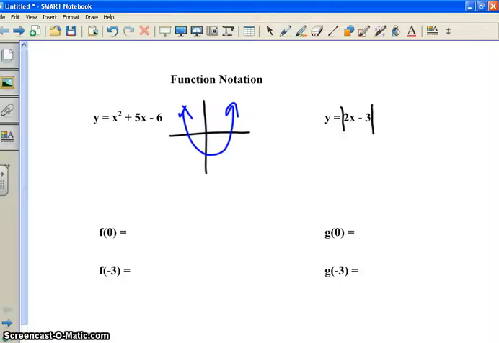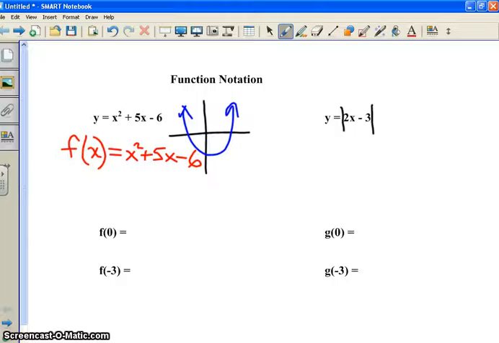When we know for sure that an equation is indeed a function, we have a special notation that will show everyone, hey, this is a function. And that notation looks like this. I'm going to name this function f of x. So I'm going to replace the y value, the output, with the notation f of x equals x squared plus 5x minus 6. That's the notation to show this is a function.